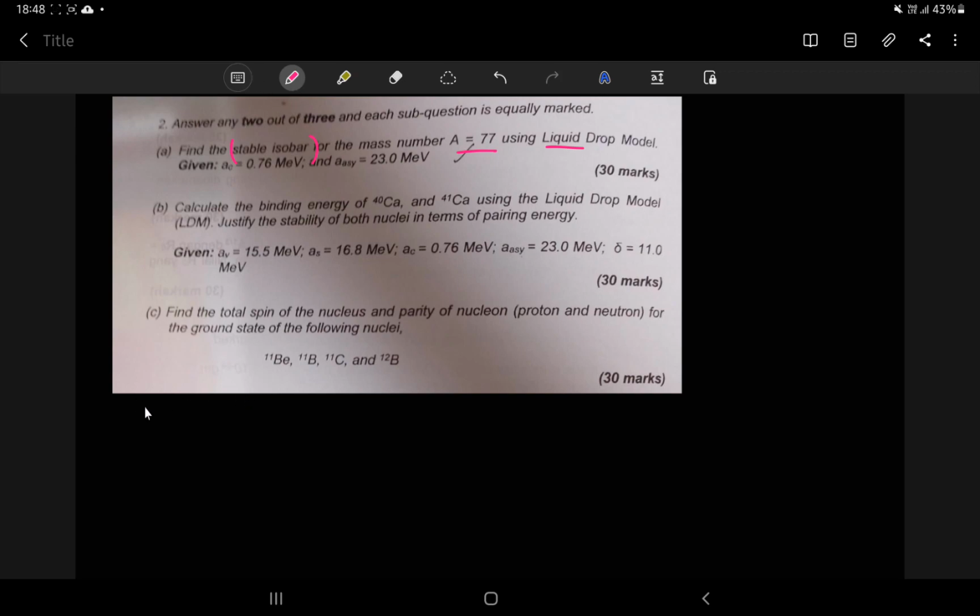So first we list down the formula. The binding energy according to the liquid drop model is: A_V, the volume term, times the mass number A, minus the surface term A_S times A to the power of 2 over 3, minus the Coulomb term A_C Z squared over A to the power of 1 over 3, minus the asymmetry term A_asym times (A minus 2Z) squared over A, plus or minus delta. Delta is the pairing term.